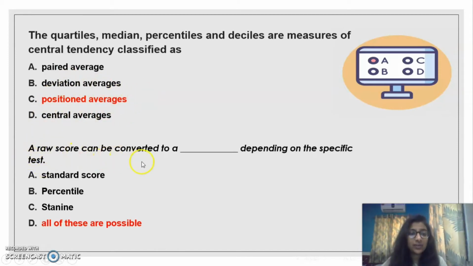Now a raw score can be converted into all the possible things when you are given a specific test. Like the standard score, you have the formula, and the percentile, with its formula, both things. And this is something new for you. This is also used to calculate the value of data. So all these are possible when you have a raw data score, depending on your specific tests.